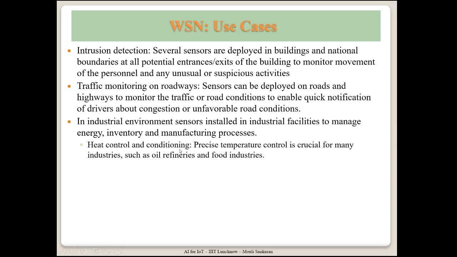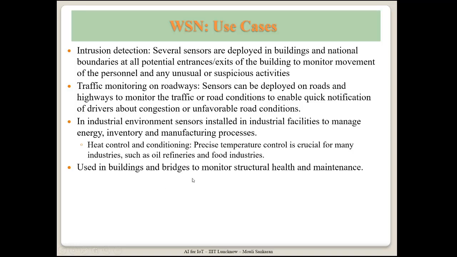So heat control or conditioning, for precise temperature control, we can do it in an industry area or even a domestic home environment. Or we can do it in food industries also, wherein you want to know the exact temperature of the different materials being used in the industry. We can control many things using them.